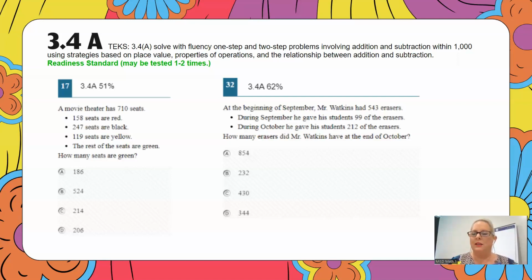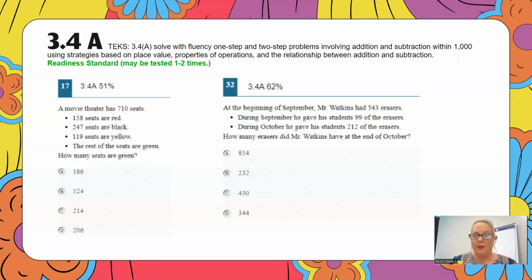It says, at the beginning of September, Mr. Watkins had 543 erasers. During September, he gave his students 99 of the erasers. During October, he gave his students 212 of the erasers. How many erasers did Mr. Watkins have at the end of October? So again, you'll notice we have to add the erasers that he gave away and then subtract from the total number of erasers that Mr. Watkins had. So again, we have a multi-step where we have to add and subtract.